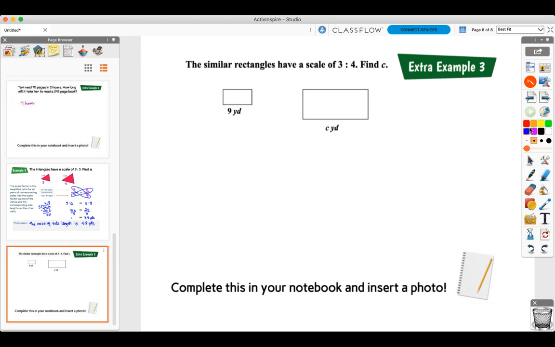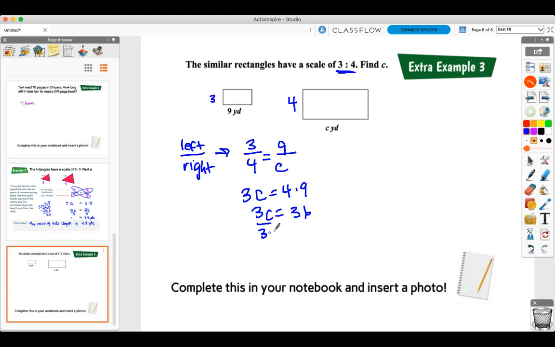All right, welcome back. So again, they're giving you a ratio, a scale, the simplest form of the ratio. You know this is the smaller rectangle and this is the larger rectangle. The smaller number goes with the smaller rectangle, and the larger number goes with the bigger rectangle. Now set your proportions. I'm going to help you out with it because geometry is a little new. You're going to do, again, left over right, and that is 3 over 4 is equal to 9 over C. Cross multiply, you get 3 times C is equal to 4 times 9. 3C is equal to 36. Divide by 3. C is 12 yards.